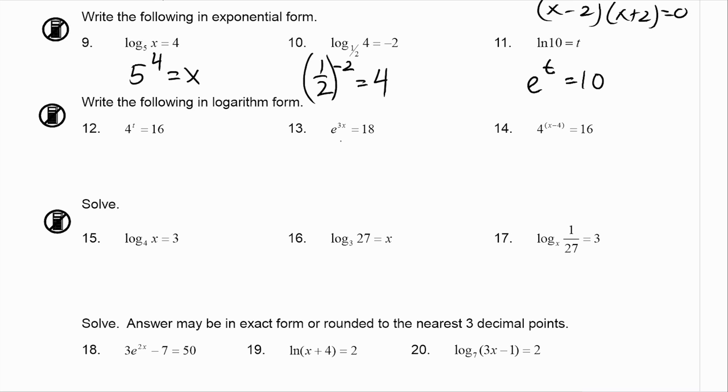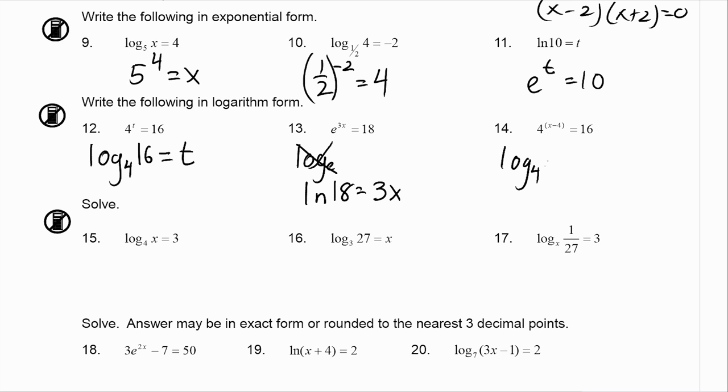Now moving on to 12, 13, 14. When we organize the log, we start off with the base here, but base to the answer is equal to the inside. So the answer here is actually going to be t, while the inside is going to be 16. So log base e, but when we're writing log base e, we don't need to write it that way. We write it as ln of 18 is going to be equal to 3x. If you're still not sure whether this is stated correctly, you can always do it backwards. So base to the answer, e to the 3x is equal to 18. Then we're good. The last one, log base 4 of 16 is going to be equal to x minus 4.